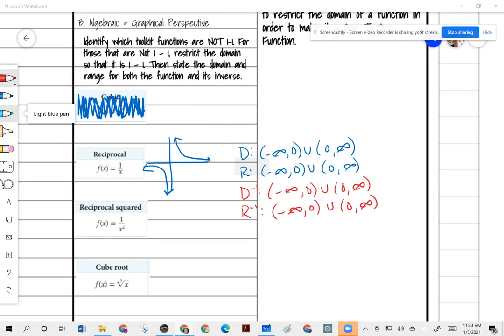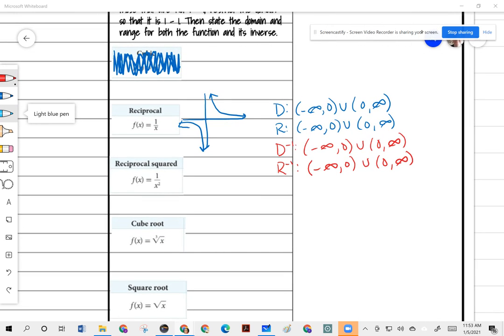So let's take a look at the function of the reciprocal squared. The reciprocal squared is going to be just like that reciprocal function, except that what would normally be in quadrant 3 is actually reflected up in quadrant 2. So this is not one-to-one. You can see that it would not pass that horizontal line test.